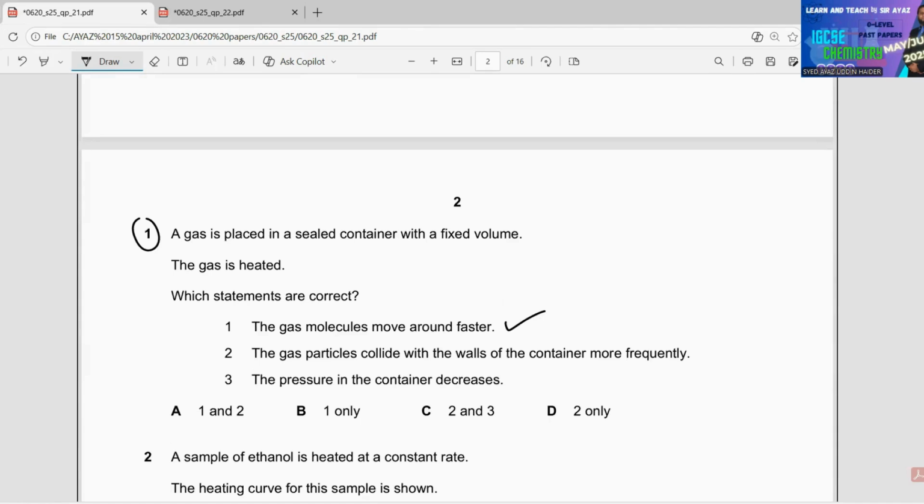2, the gas particles collide with the walls of the container more frequently. This is also true. So if 1 and 2 are true, it must be A. For convenience, I'm checking 3 also. The pressure in the container decreases. This is incorrect, because the pressure in the container increases, it does not decrease. So A will be the right choice in this case.